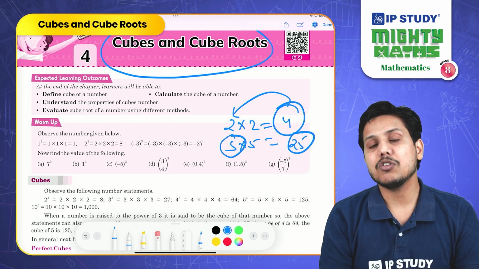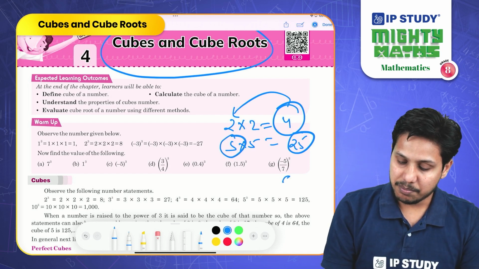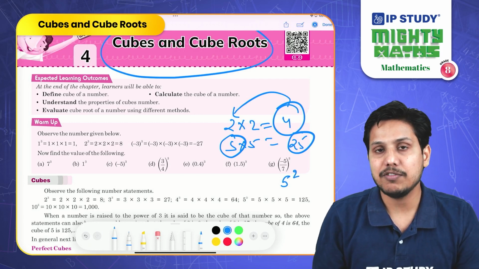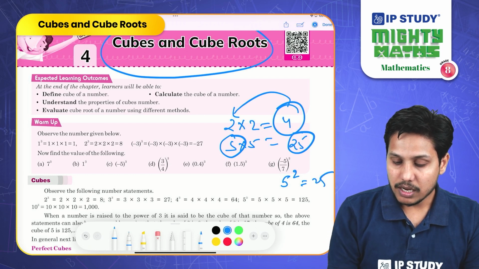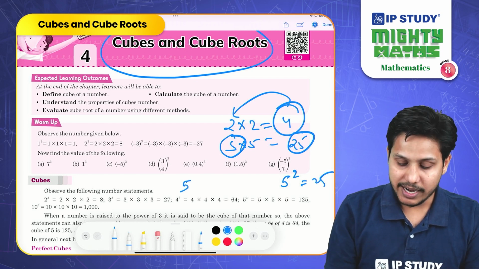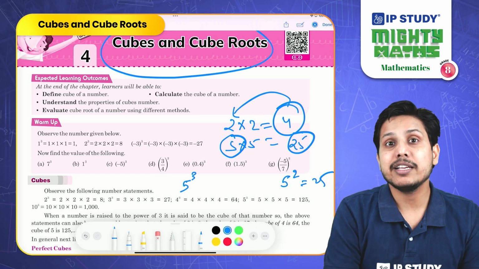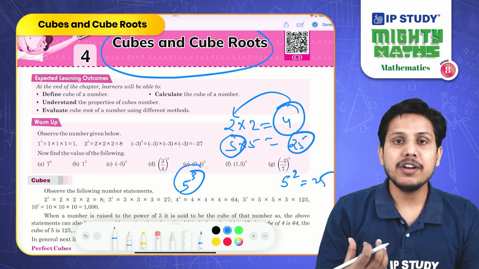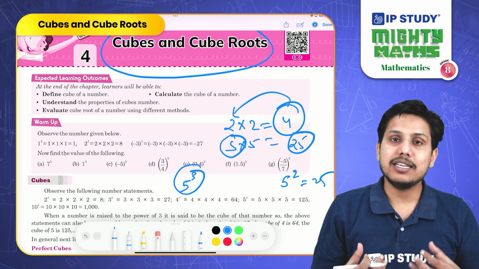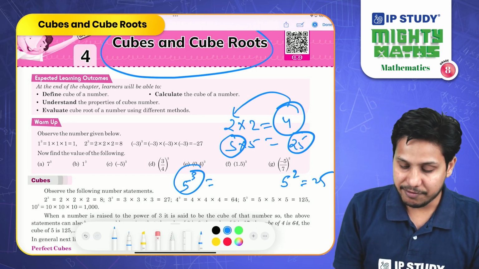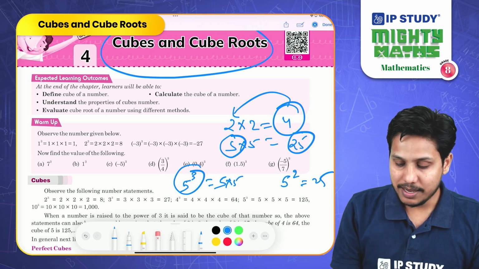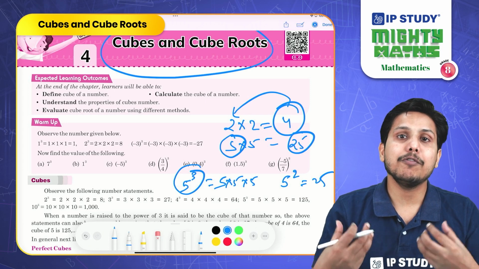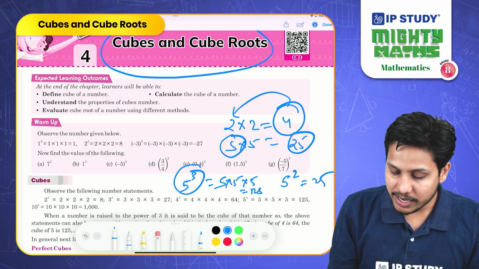Similar to this concept, where we write 2 as an exponent on the number to represent the square of a number, let's suppose we take a number 5 and we write its exponent as 3. This expression is called the cube of 5. So the cube of a number means multiplying a number by itself 2 times. If we multiply 5 by 5 one time, then by 5 again, this expression is called the cube of 5, which will give us 125.